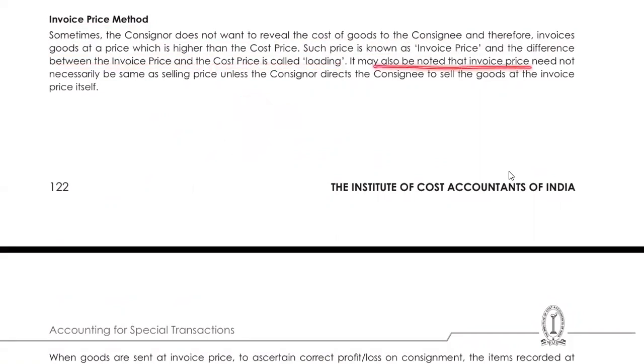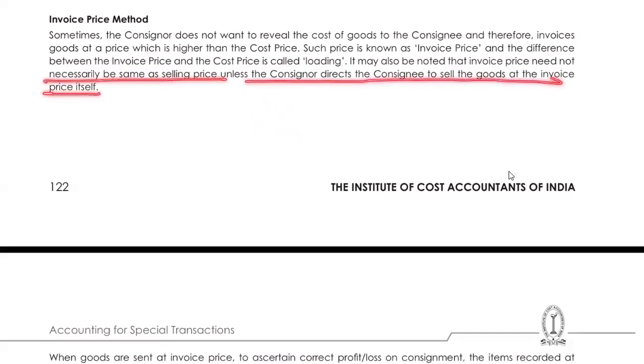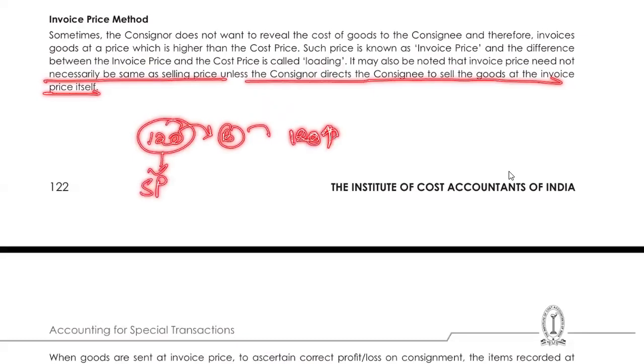It might also be noted that invoice price need not necessarily be the same as selling price, unless the consignor directs the consignee to sell the goods at invoice price itself. Because what's the general assumption? If I'm sending my goods to B at 120, he must sell it at any price which is more than 120. This 120 doesn't mean that it is the selling price. I want him to sell at more than 120.